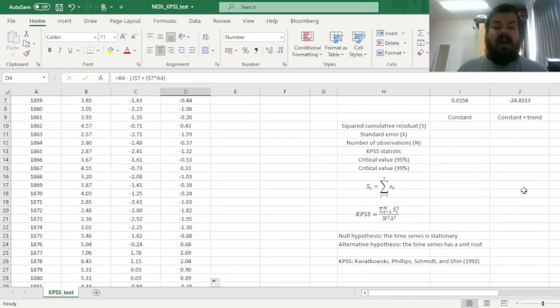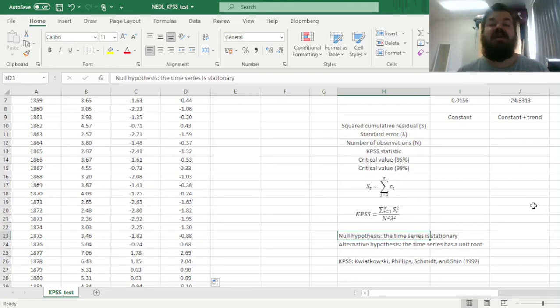And what is different with KPSS is that, unlike in all other tests, the null hypothesis of KPSS is the time series is stationary. So the test statistic is low or close to zero when the time series does not demonstrate any persistent behavior, any random walk-ish behavior. And if the statistic is high, then the null hypothesis is rejected in favor of the alternative hypothesis that the time series is not stationary. For example, that it has a unit root.